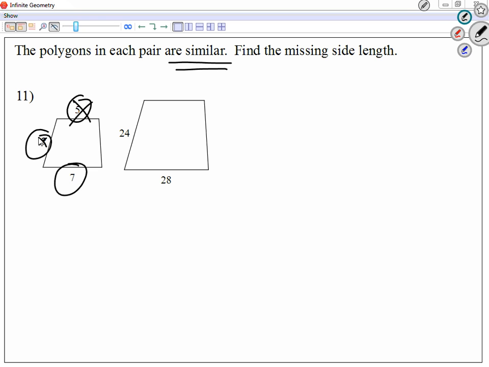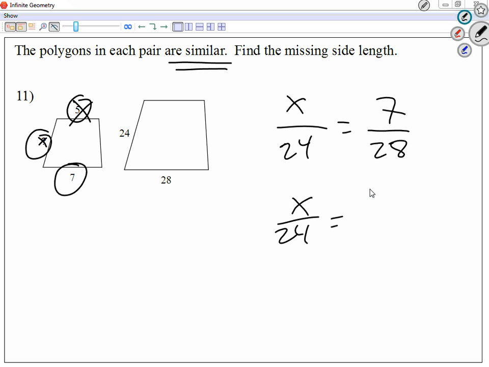Looking at the figure, let me just say x over here and 7 over here. Right? X seems to be smaller than 7, lengthwise. So at the bottom of my fraction, I'm going to write 24 and 28. Right? X is corresponding to 24, 7 is corresponding to 28. You can always simplify your fractions. So instead of dealing with big numbers, let me call this x over 24 is equal to 1 over 4. Right? 7 over 28 is 1/4.